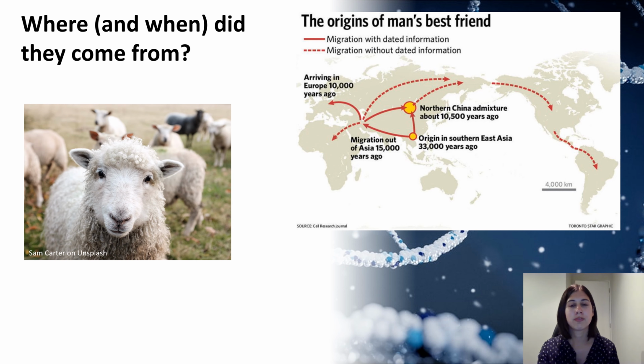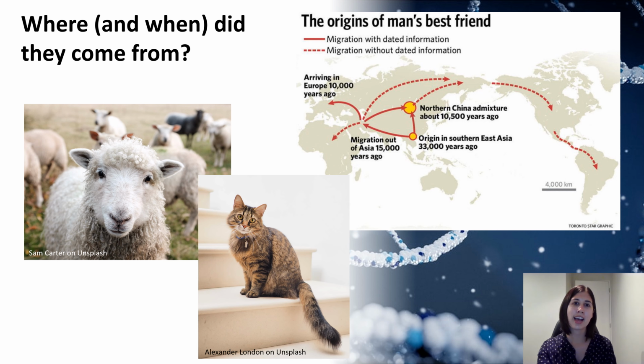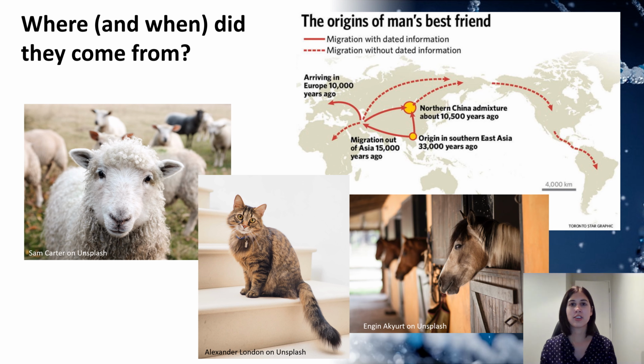For example, the first domestic sheep came from Mesopotamia in Western Asia around 12,000 years ago. The first domestic cats were bred from Near Eastern and Egyptian populations of the African wildcat around 10,000 years ago, and horse riding originated in Central Asia about 6,000 years ago.